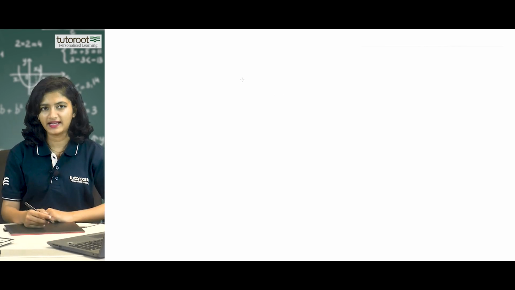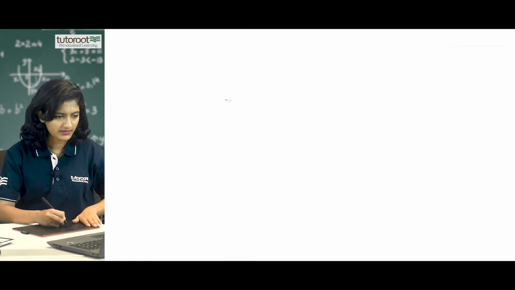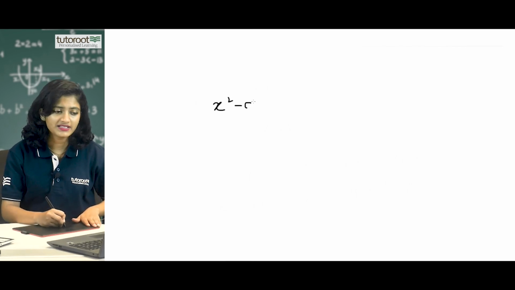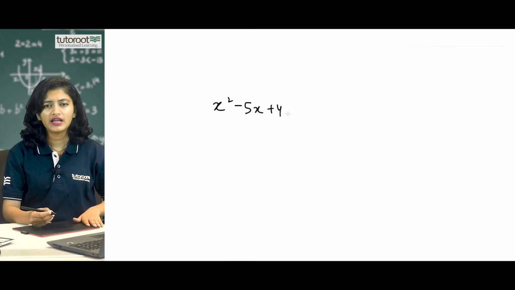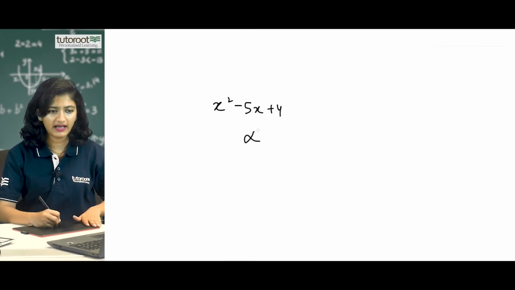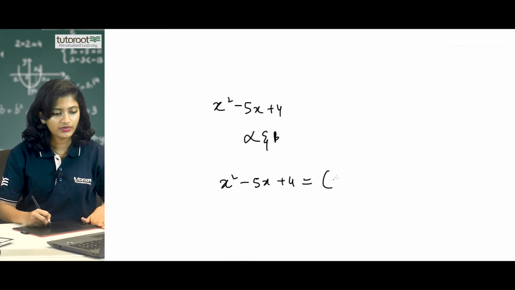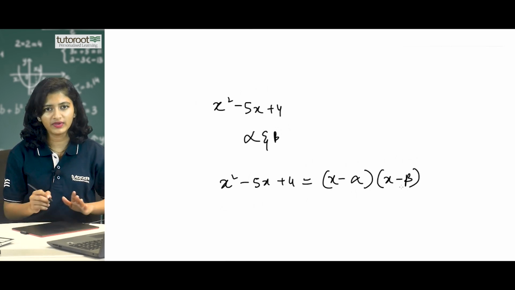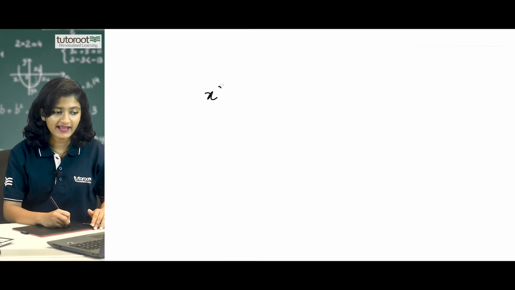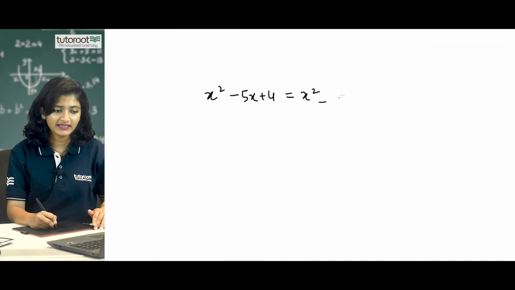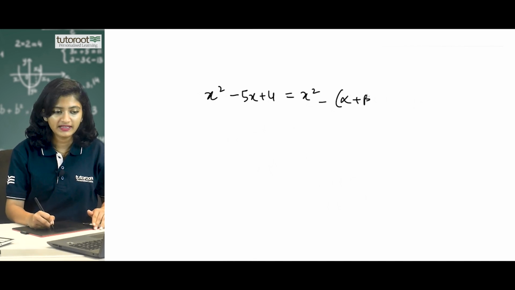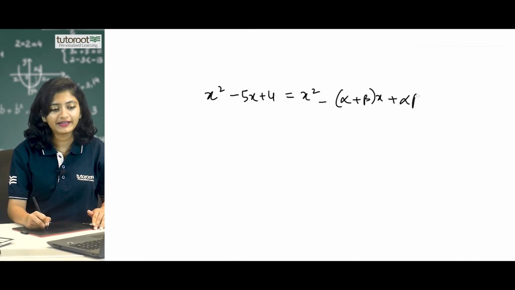Now let's look at this example. Let's take a polynomial, x squared minus 5x plus 4. Now if the zeros for this polynomial are alpha and beta, we can write x squared minus 5x plus 4 is equal to (x minus alpha) into (x minus beta). That would bring us to the step x squared minus 5x plus 4 is equal to x squared minus (alpha plus beta) into x plus alpha into beta.